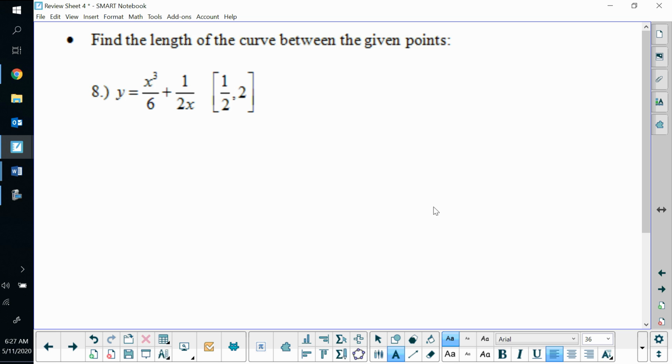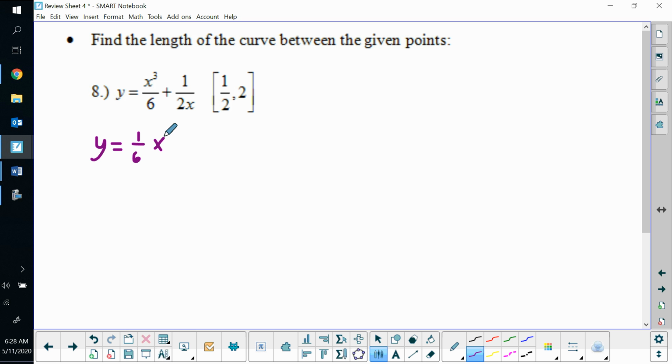So we want to find the length of the curve. Arc length, you do derivative squared plus 1 and put it all under a square root in your integral. So first we want to put this in a form that's easier to take the derivative. So we'll write it as 1/6 x cubed plus 1/2 x to the negative 1.